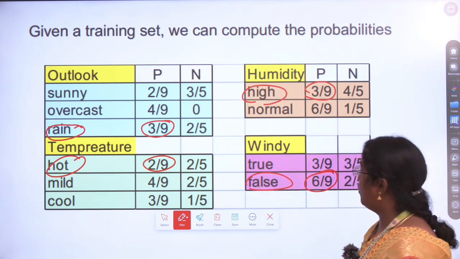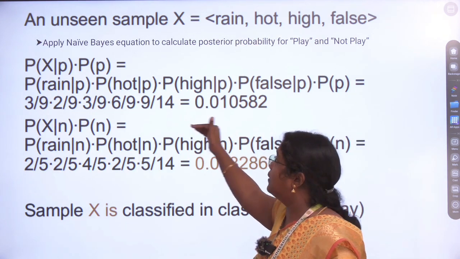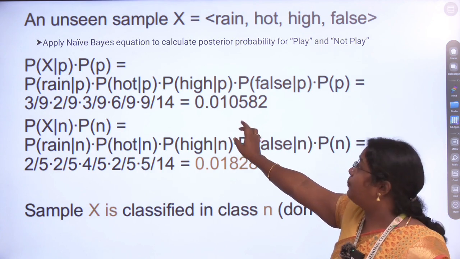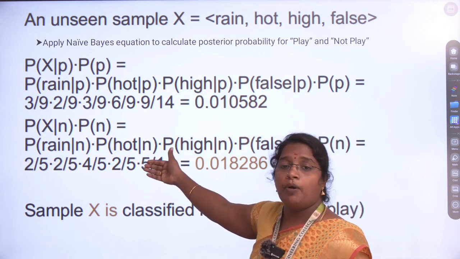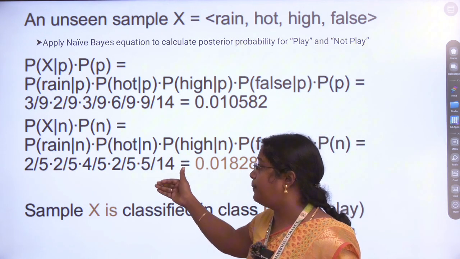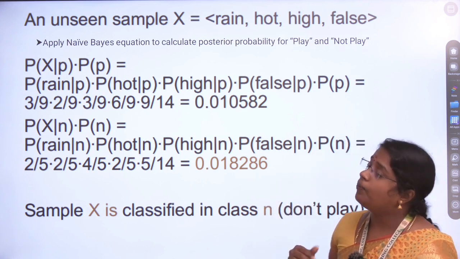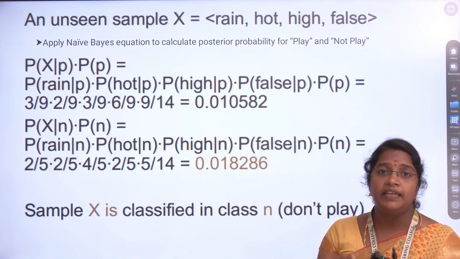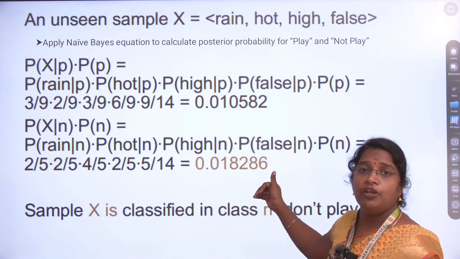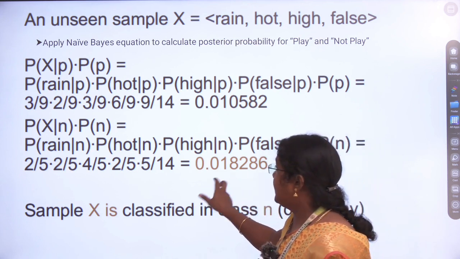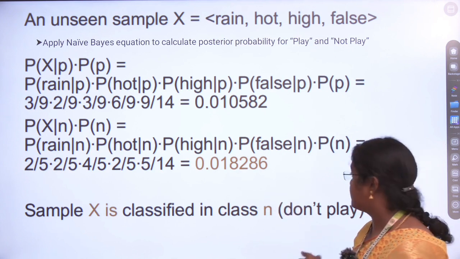So we have to take all the probability values from the frequency table. I am substituting all the values here. I can get the probability value of 0.010582. Likewise we have to compute the posterior probability for the second class, which means the not play class. So the value I am getting is 0.018286. So what does the Naive Bayes algorithm do? Finally it will pick the class with the highest probability, by means of the argmax. So here the second class has the highest probability, so the sample X is classified into the second class.